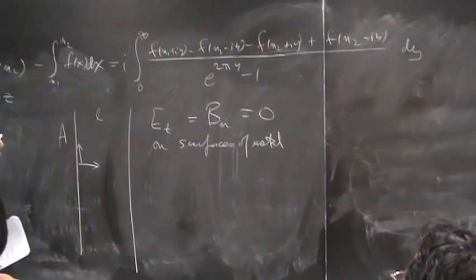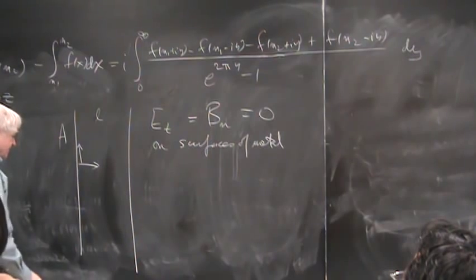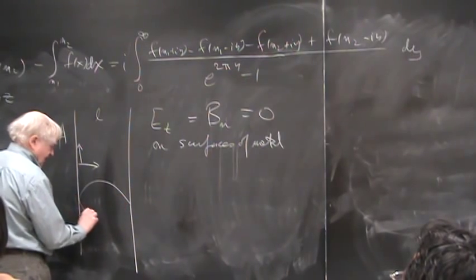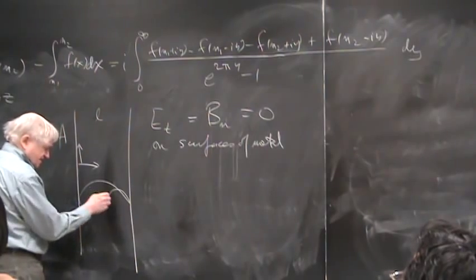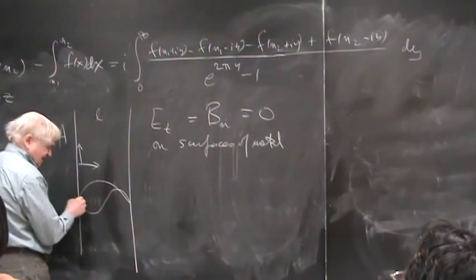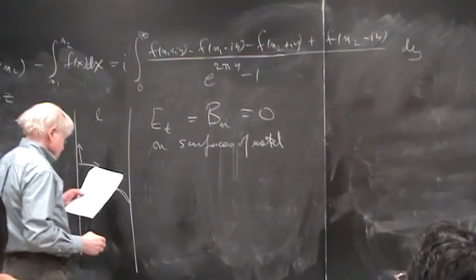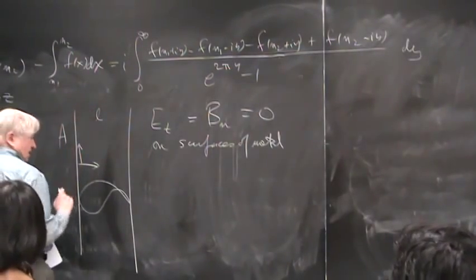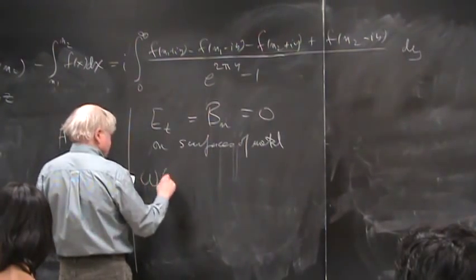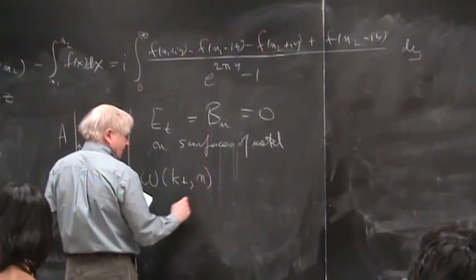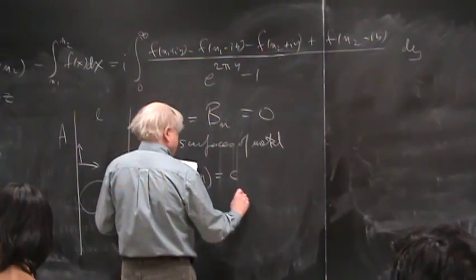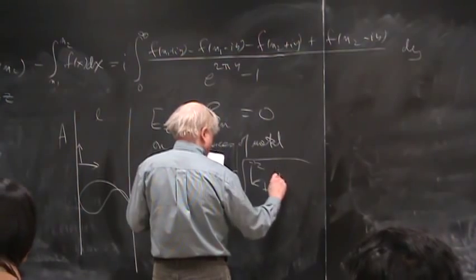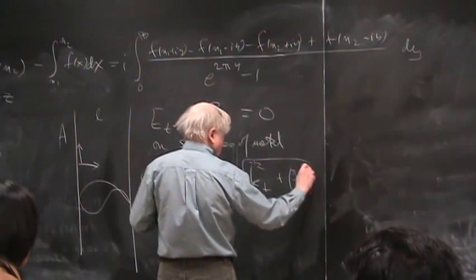The modes that satisfy these boundary conditions are then quantized here. That is, you can have this mode, you can have that mode, and so forth, but you can't have a mode that doesn't have a node here. Whereas the k in the x and y direction is unrestricted. So the frequencies or energies, omega of k perp and a quantization integer n, would be c times the square root of k perp squared plus pi n over L squared.